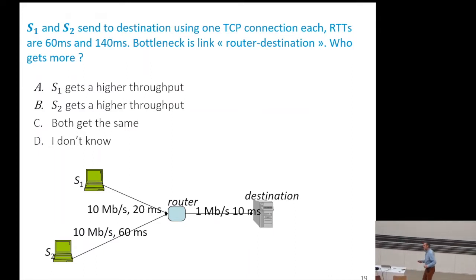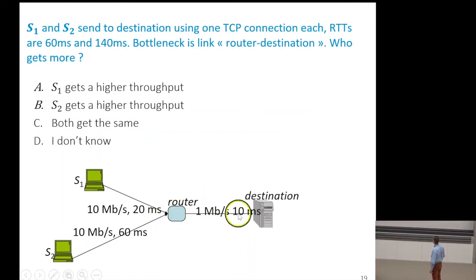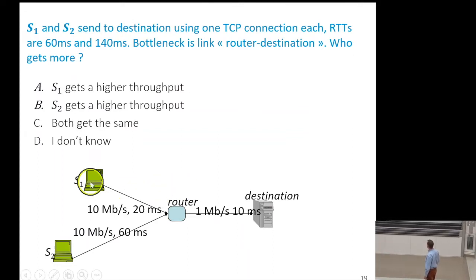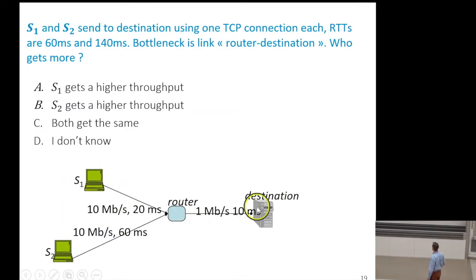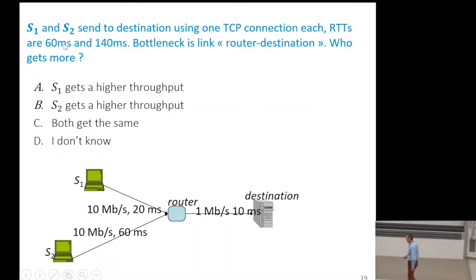This is a very simple example where I'm assuming the bottleneck is this link, the outgoing link in this direction. We ignore all other possible collisions and packet losses that may occur in the reverse path, for example. So S1 and S2 are sending to this destination, and their throughputs are proportional, and the round-trip times are twice the values that are given. So for source 2, 60 plus 10 times 2, that's 140. And for source 1, 20 plus 10, which is 60. Who will get the most throughput?